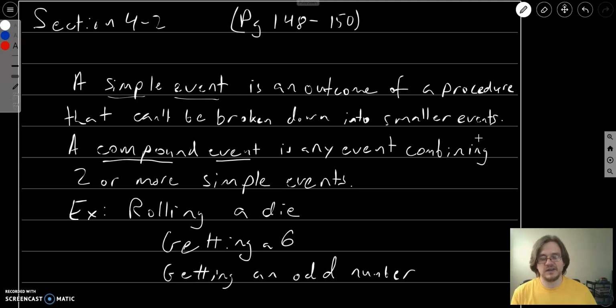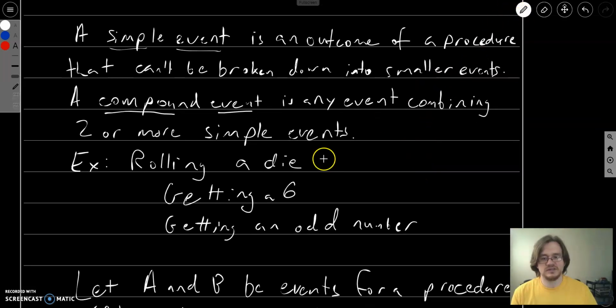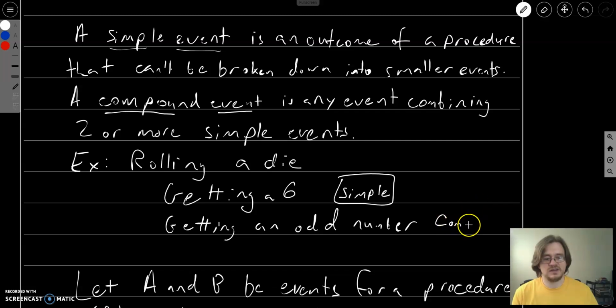And a compound event, new vocab, is going to be any event that combines at least two simple events, so two or more. So for instance, if we roll a die, this is our procedure, one event could be getting a 6. This is going to be simple. We can't break down getting a 6 into any smaller events. However, getting an odd number is not going to be simple, and this is in fact going to be a compound event. And why is that?